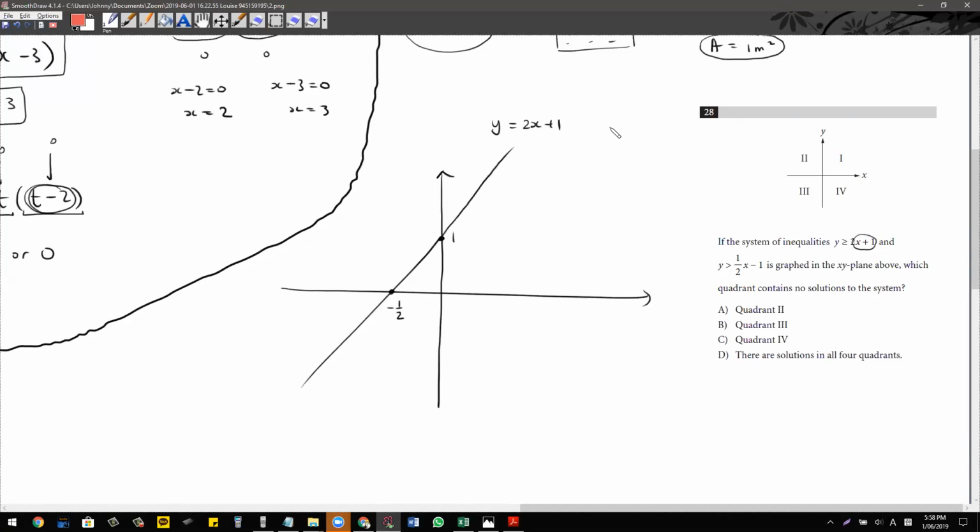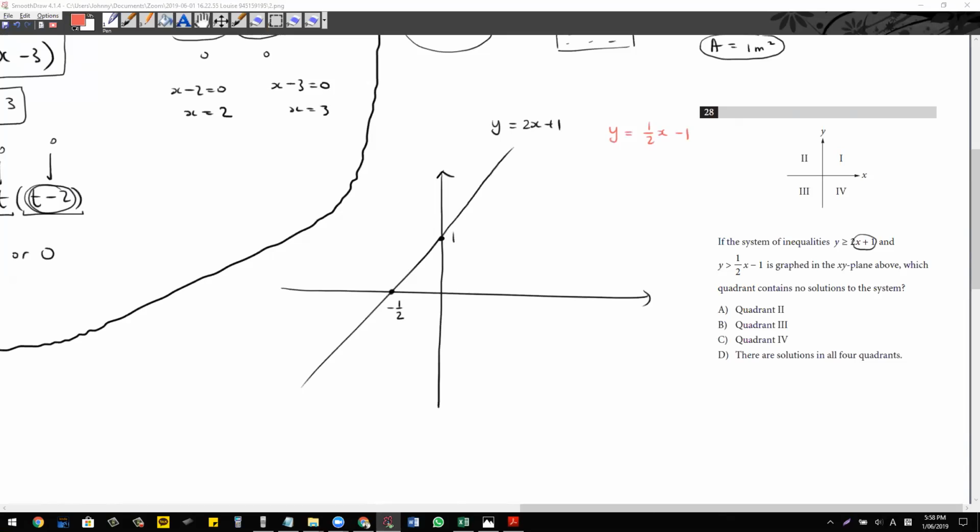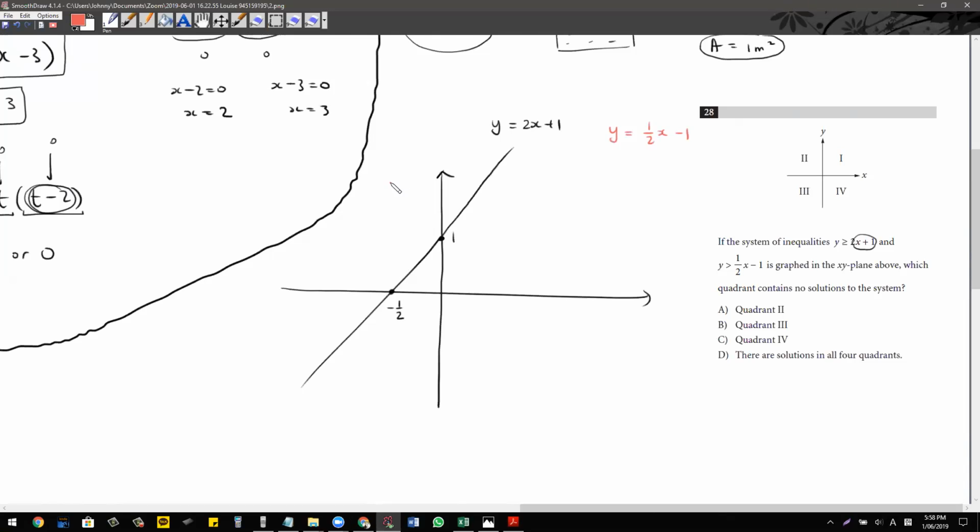I want you to graph this one. Okay, I'll give the control over to you. You can do some calculation on a piece of paper, and you can draw. It'll go through -1, right? Yeah. Like that. Yeah, I think that's very good.